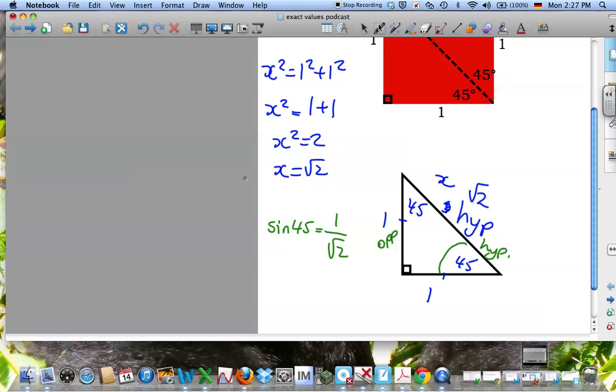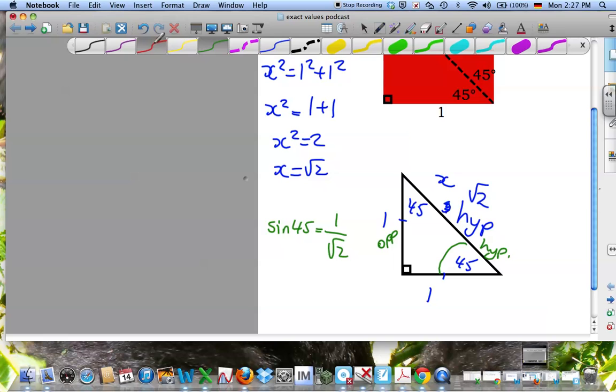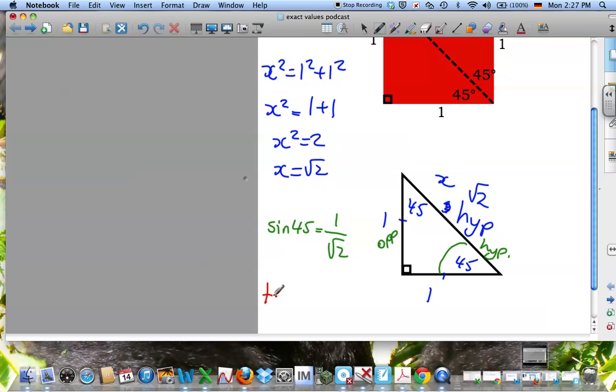Okay, and let's go and find tan, for example. So tan 45, again, I can start with this angle here. That's the opposite. This is going to be the adjacent. And opposite over adjacent, 1 over 1 is 1. Okay, and I could do the same to find cos with the same process.